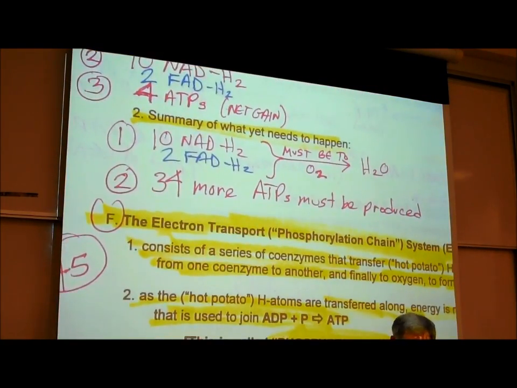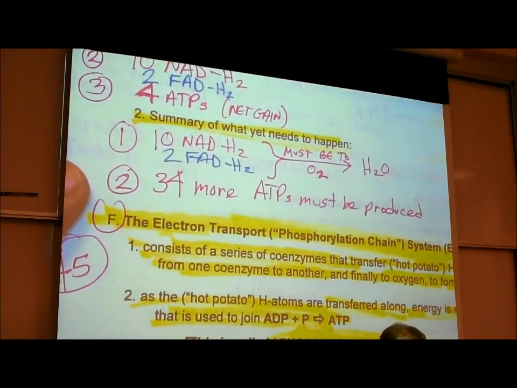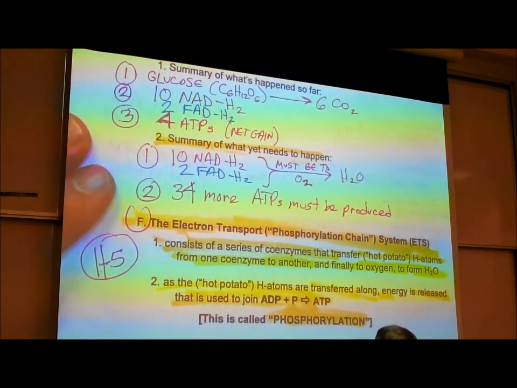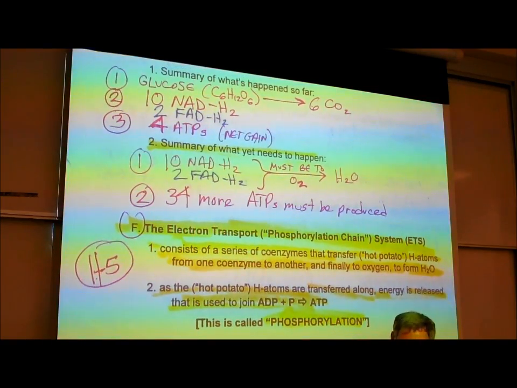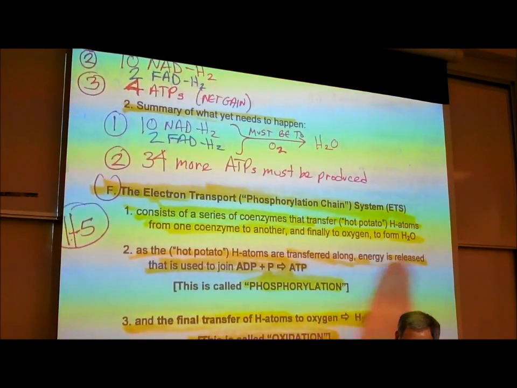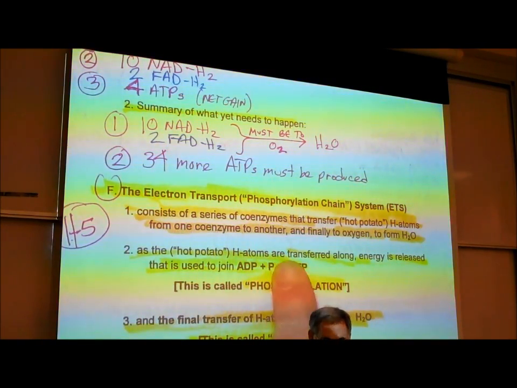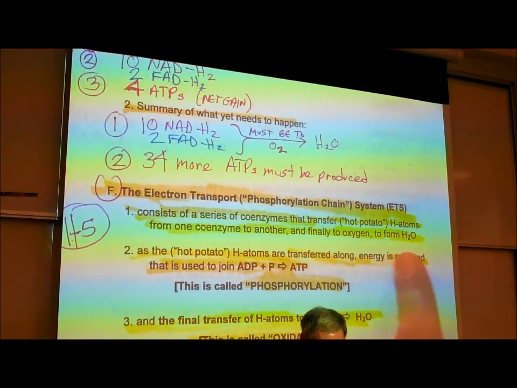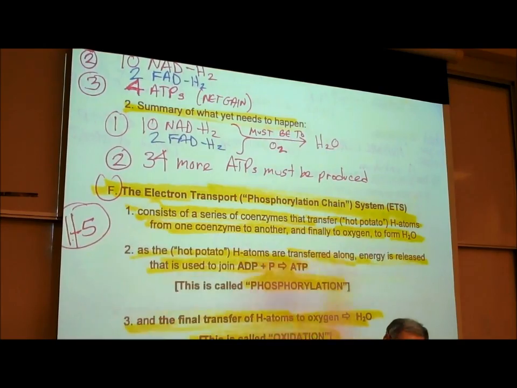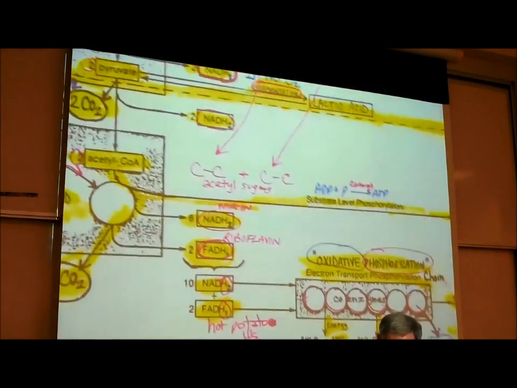Okay, now the electron transport system is the name of the last series of reactions. We wrote that it consists of a series of coenzymes, both vitamins and minerals, that transfer these hot potato hydrogens from one coenzyme to another and finally to oxygen to form water. Now before I read this and explain it, let's go again back to page H10.